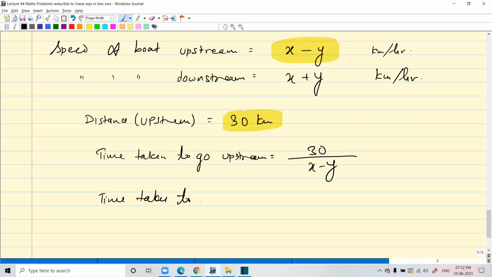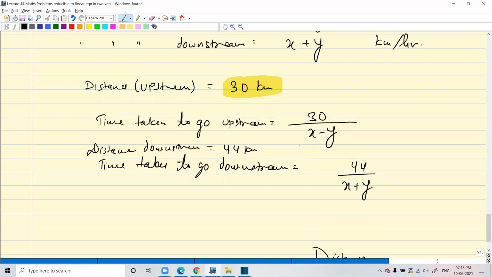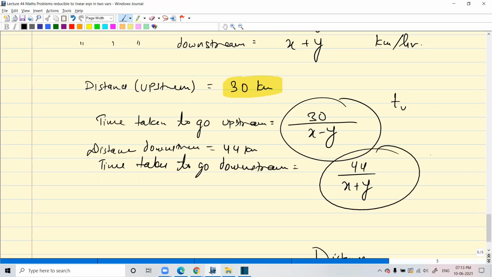Same way, time taken to go downstream. Yes, the distance was 44 kilometers. Yes, absolutely. It will be 44 by x plus y. Okay. So I want you to understand that this is the time taken for the boat to go upstream. This is the time taken to go downstream.